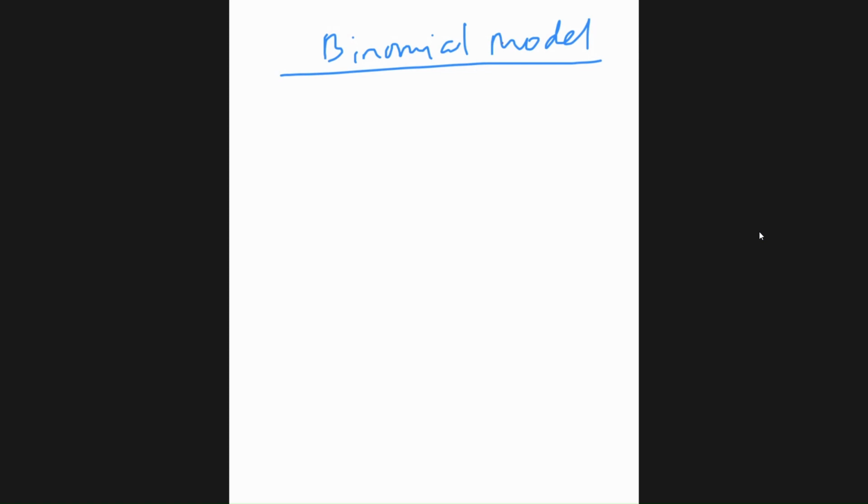How to come up with a general model that we can use to model an option that is behaving this way.